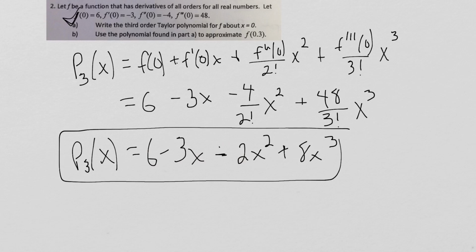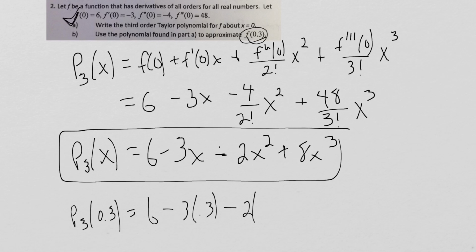And then all I have to do is plug in 0.3 to this equation to answer part B. So P sub 3 of 0.3 is 6 minus 3 times 0.3 minus 2 times 0.3 squared plus 8 times 0.3 cubed.